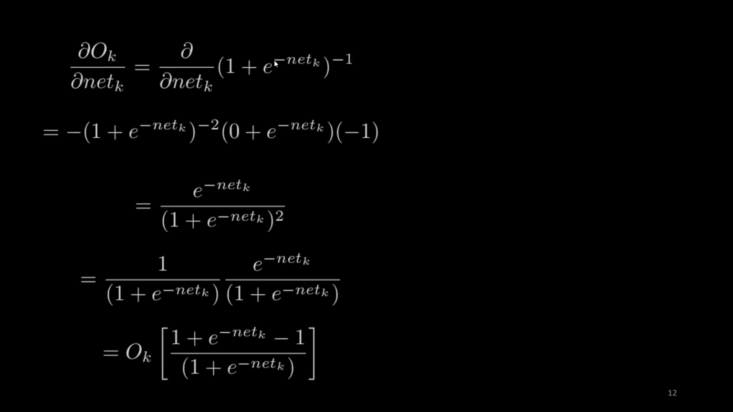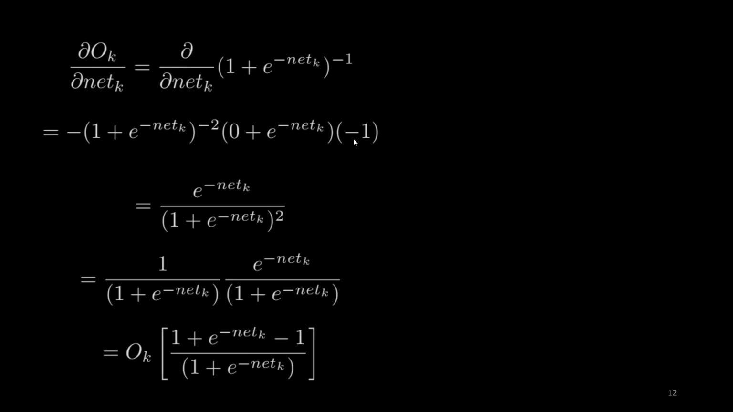Then according to the chain rule, we have to take the derivative of this bracket. The derivative of 1 is 0, and the derivative of the exponent term is always the same as the exponent term. Then we have to take the derivative of the power of the exponent. Since we are taking the derivative with respect to net k, the derivative of minus net k will be -1. In this way, this step shows the first derivative of 1 plus e raised to the power minus net k, to the power -1.